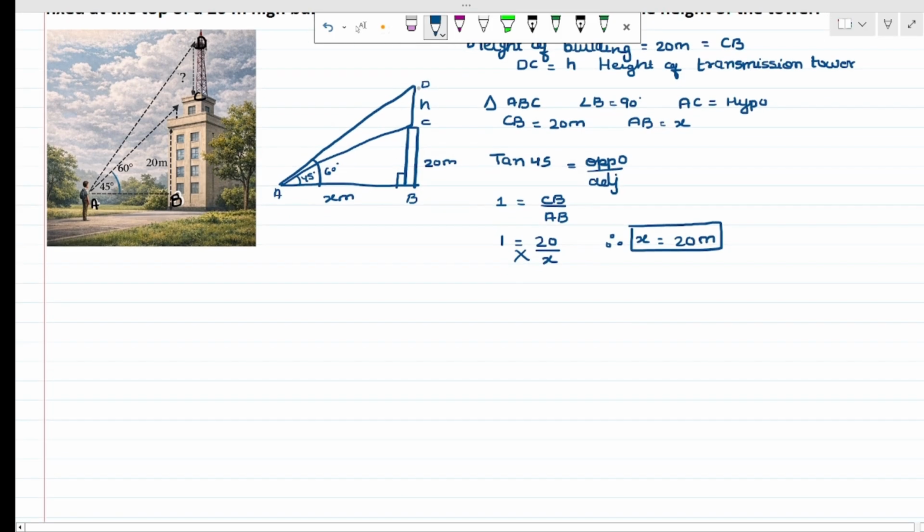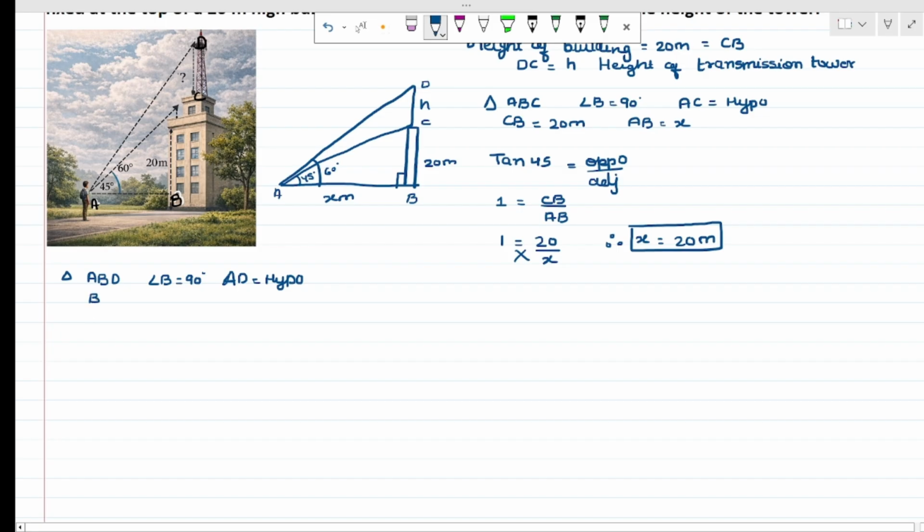Now, we will go for the height. Okay. So we have to take the whole larger triangle. So we are taking triangle DBA. That means you can write over here triangle ABD, where angle B is equal to 90 degrees and AD will be my hypotenuse. So right over here AD will be my hypotenuse. Now, in this case, what will be the value of BD?